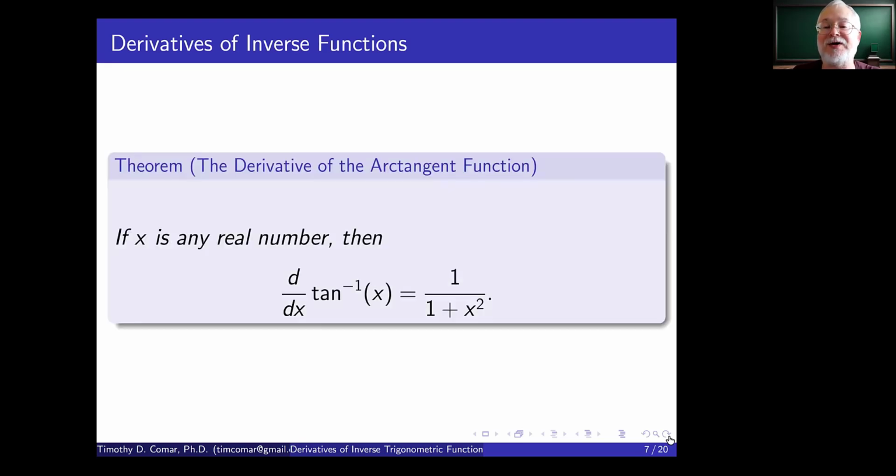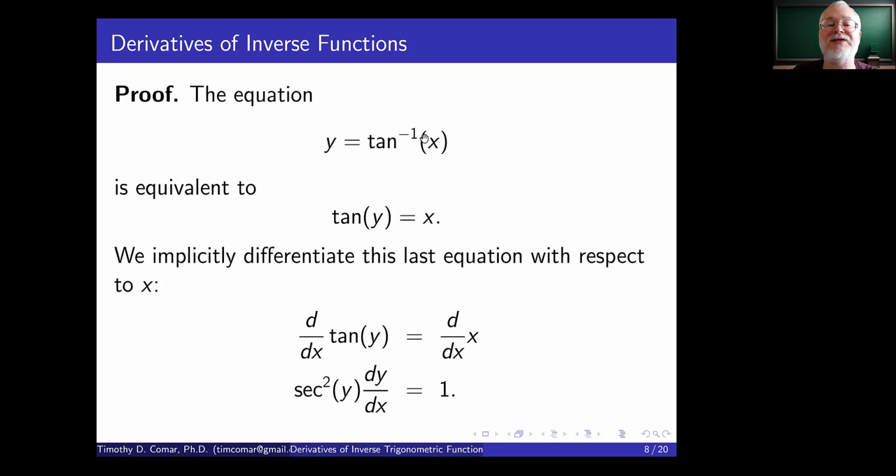Now on to the arctangent function. The domain of arctangent is any real number, and its derivative formula is going to be 1 over 1 plus x squared. And we are going to prove this in the same manner. So here we have the equation y equals arctangent of x. We're going to rewrite it in the form tangent of y equals x. And just like before, we're going to implicitly differentiate with respect to x. On the left-hand side here, by the chain rule, we're going to get secant squared of y times dy dx equals 1.